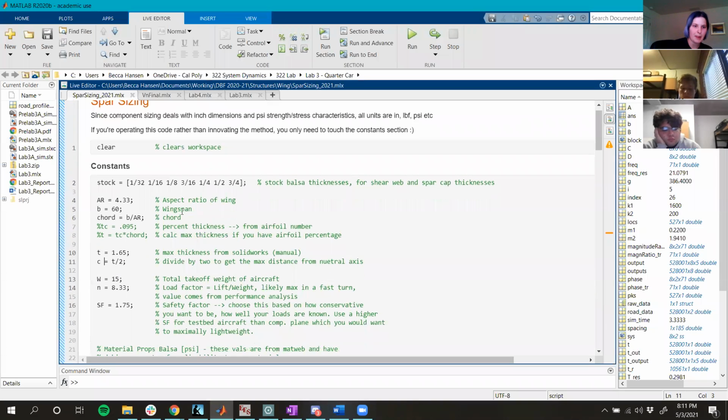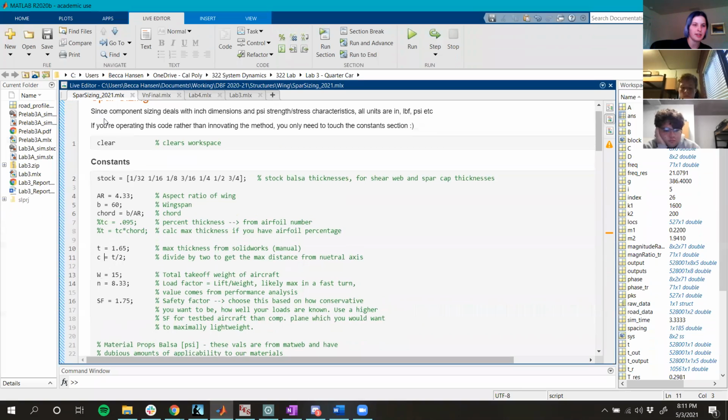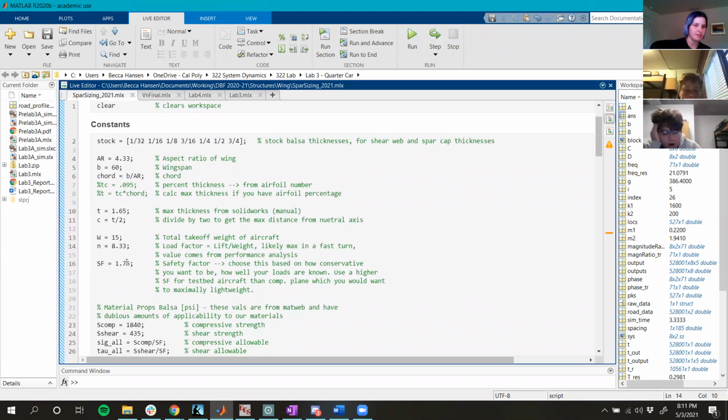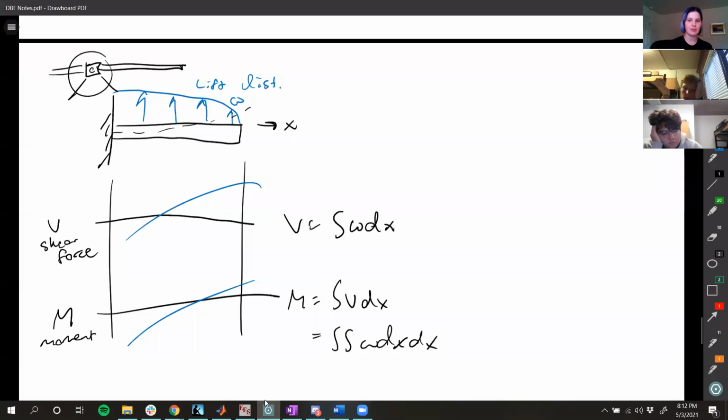So here's your aircraft parameters, your weight and your load factor that you guys have theoretically already found. Your safety factor. Are we familiar with safety factors? It's the amount that you want to build it for, so that if you go over your max, you have enough strength to withstand that going over. Yeah, that's the right idea.